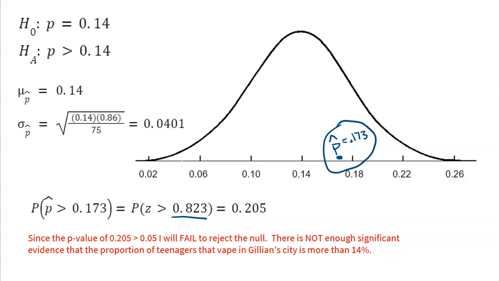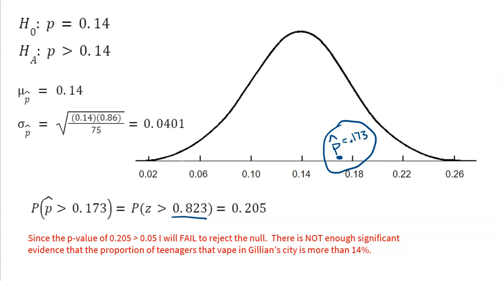And again, what would we do with that p-hat? Well, it has a very high p-value, meaning that a sample like that or more extreme is actually very likely. And this would cause us to fail to reject the null. So Jillian's going to say, well, I guess I don't have enough significant evidence to claim that the proportion of teenagers in my town who vape is more than 14%.